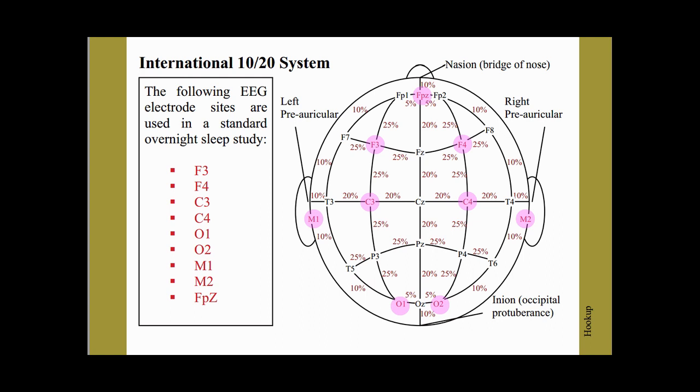If the measurement from nasion to inion is 53 centimeters, what would the measurement be from the inion to the OZ placement? 5.3 centimeters.